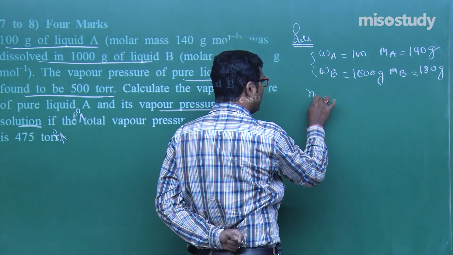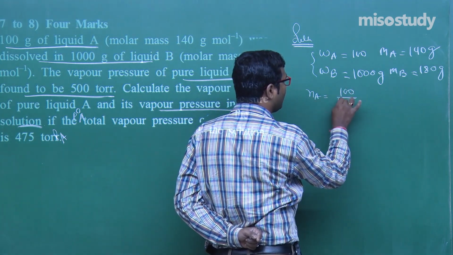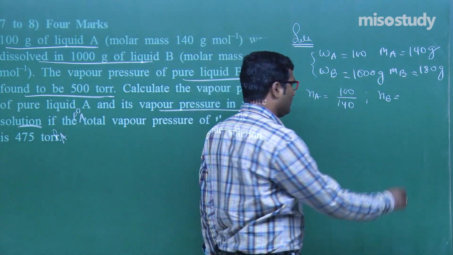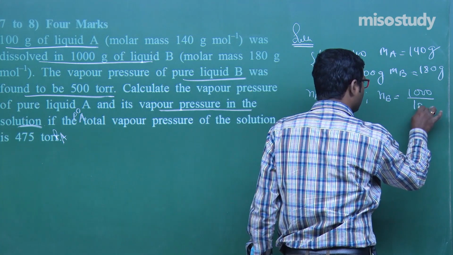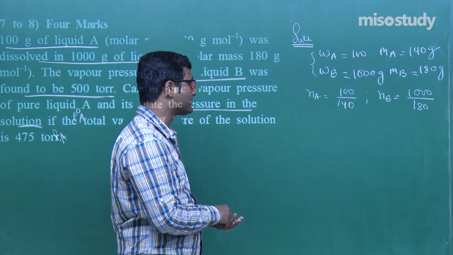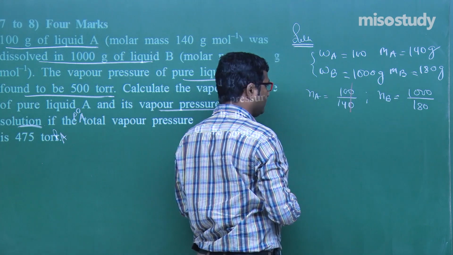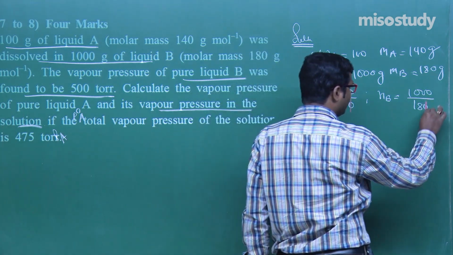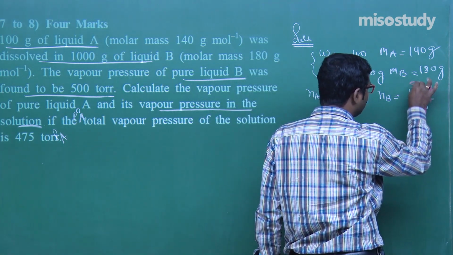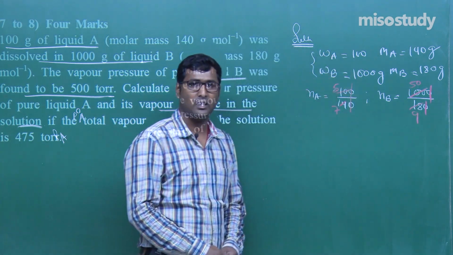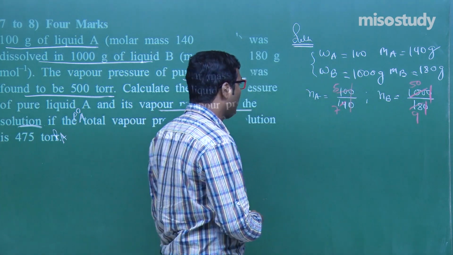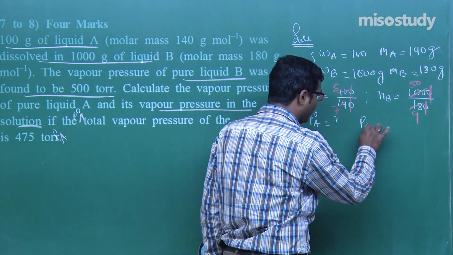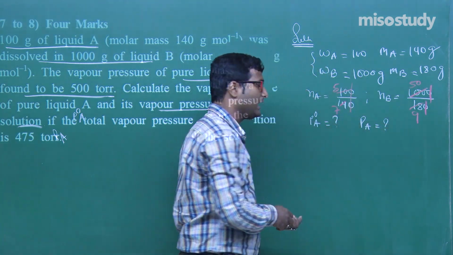So in this case the number of moles of A is equal to 100 upon 140 and the number of moles of B is equal to 1000 upon 180. Yes sir, this is the case. Now this will cancel this one, that is 5 upon 7, and this will cancel this one, that is 50 upon 9. Am I right? Yes sir, you are absolutely right. Now what we need to find? We need to find P naught A and my friend PA. This is the question, P naught A and PA.